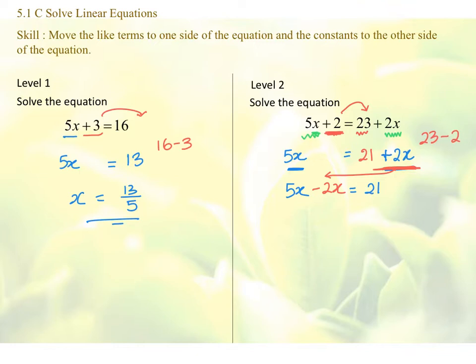Simplifying 5x minus 2x, that will give us 3x. So 3 units of x is equal to 21. Now, 3 units of x is 21, so I will get x equal to 21 divided by 3, which is 7.